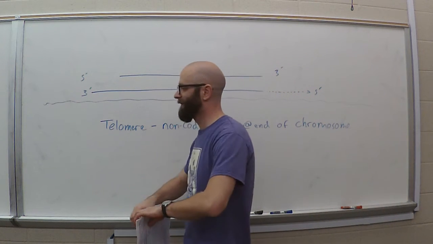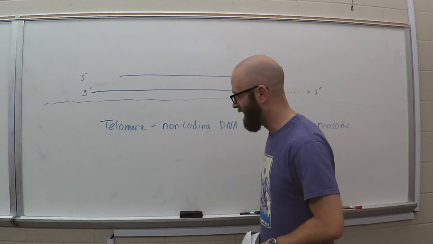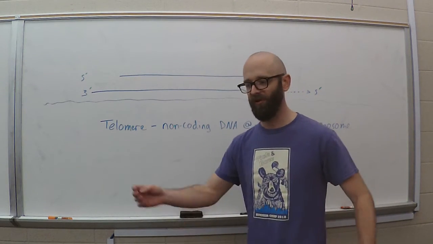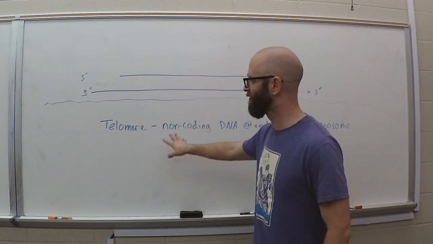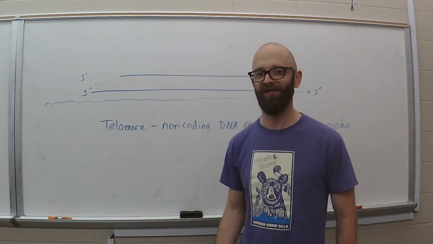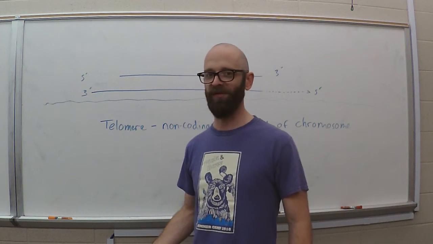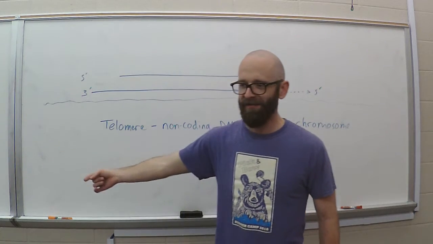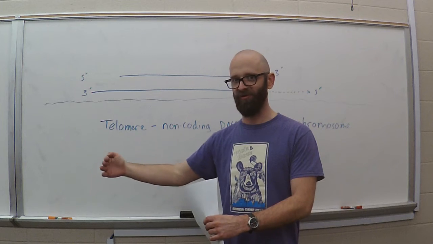So that kind of brings up another interesting problem, right? And that is, when you pass on your chromosomes to your offspring, if there was no way to extend these telomeres, then the chromosome that you pass on is a little bit shorter than the one you got from your parents, and the one that they pass on is a little bit shorter than the one they got from you. And with each generation, you have a shorter and shorter and shorter chromosome, and that telomere gets shorter and shorter and shorter.